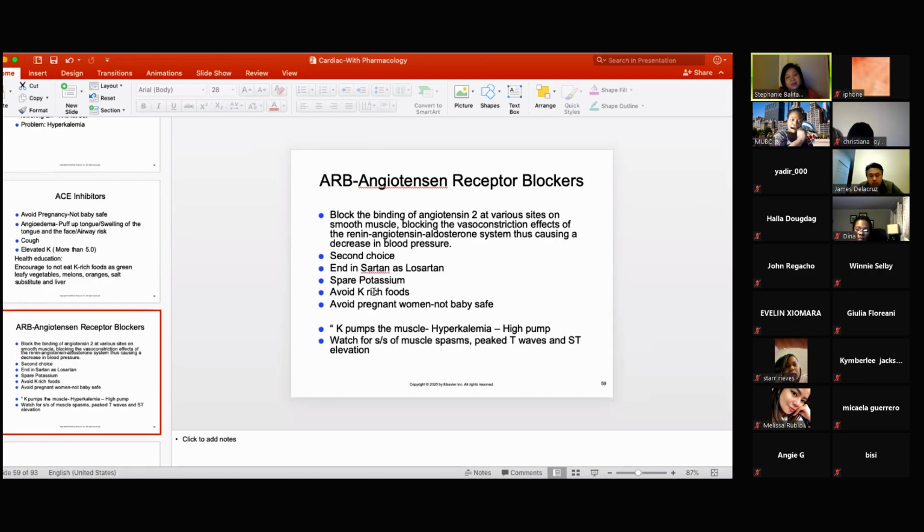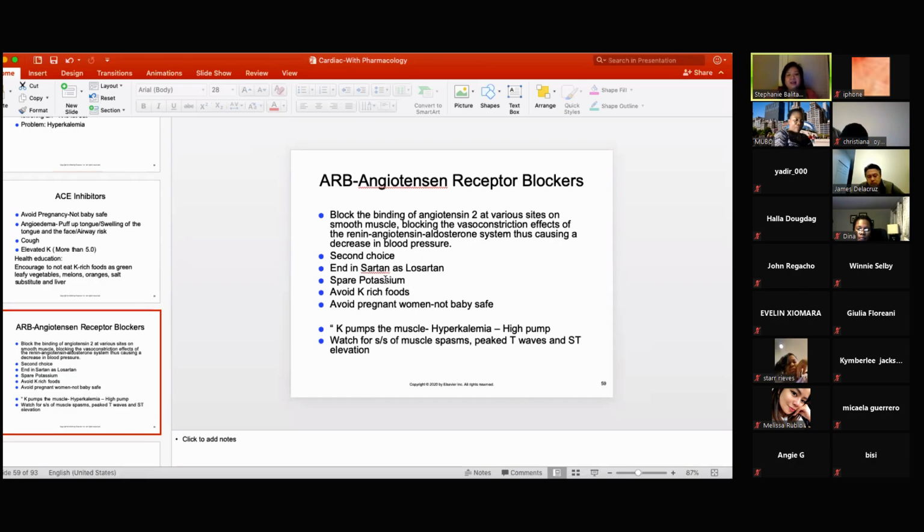However, the difference between ACE inhibitors and this is that they spare potassium. So they're also holding on to potassium. So here they're saying to avoid potassium-rich foods.